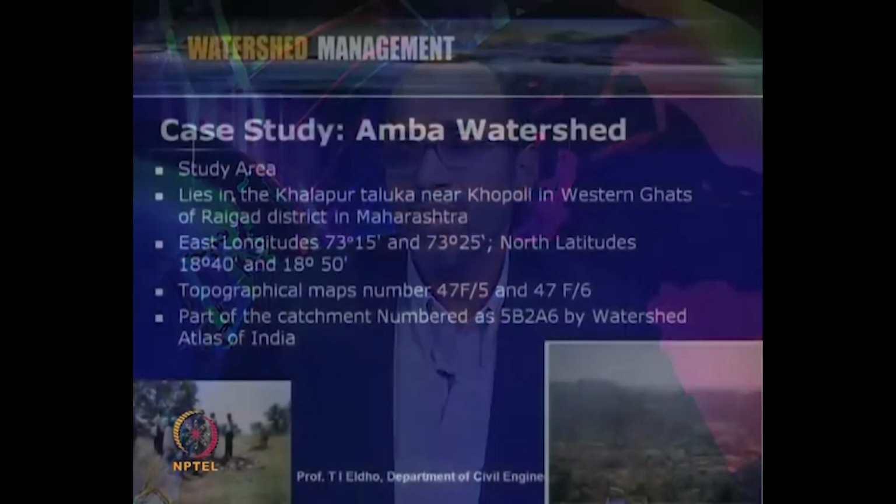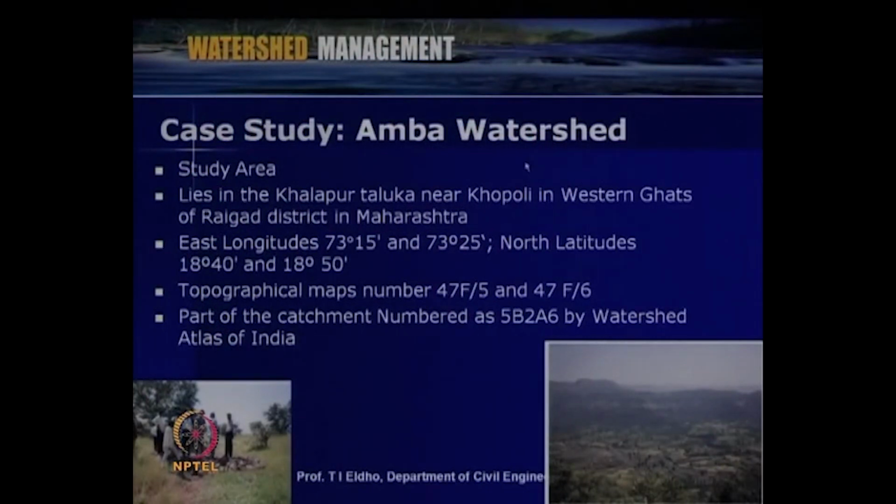Now let us look into a case study on how effectively GIS can be used for watershed management development plans. This case study is the Amba watershed area. Here we have used GIS effectively to generate various maps and do hydrological modeling. The study area lies in the Khalapur Taluk near Kopoli in the Western Ghats of Raigad district in Maharashtra. The location is east longitude 73°15' and 73°25', north latitude 18°40' and 18°50'.